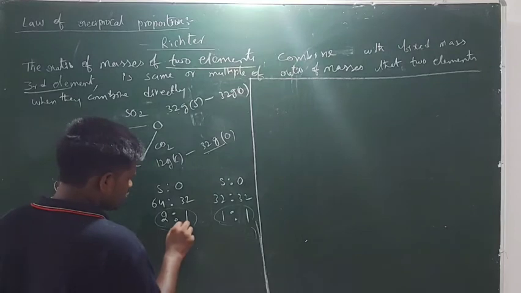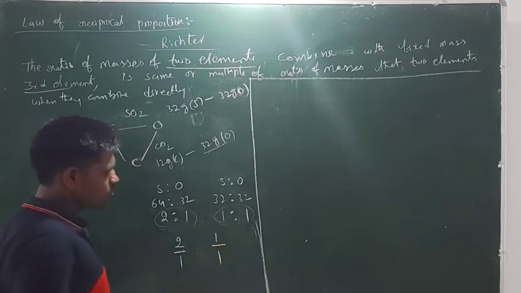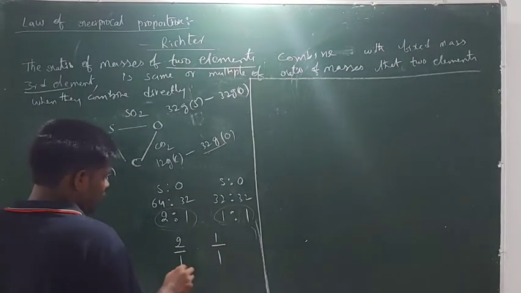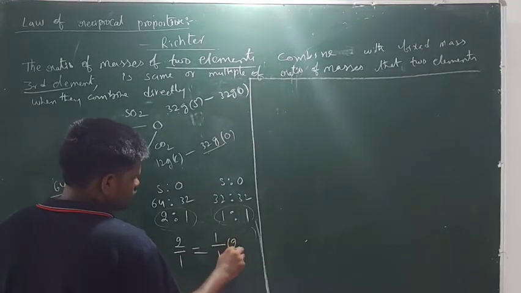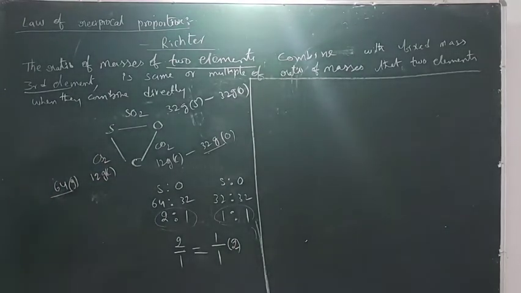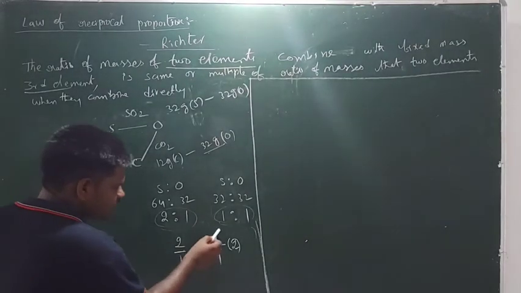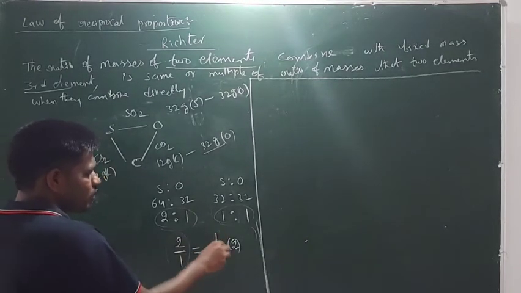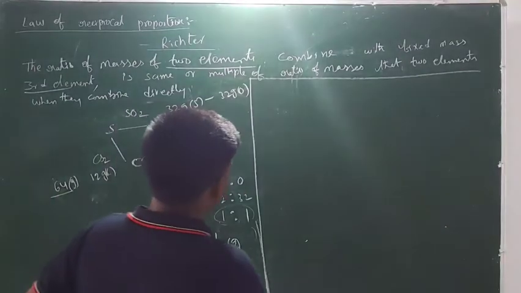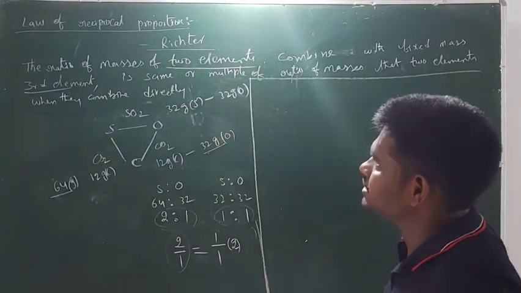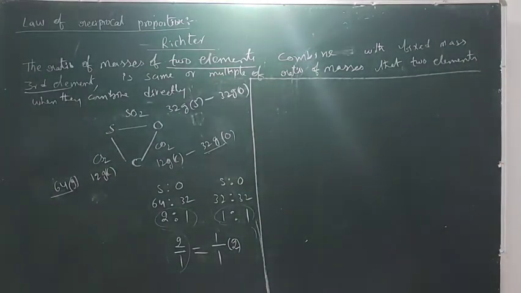Now let us check it out. This 2 is to 1 you can write like this, 2 by 1, and 1 is to 1 you can write like this, 1 by 1. So now, guys, this 2 by 1 will be equal to 1 by 1 when you multiply it by 2. It means that these two are multiples of each other, because we get 2 by 1 when this 1 by 1 is multiplied with 2. So this law exists here. This data illustrates the law of reciprocal proportion.